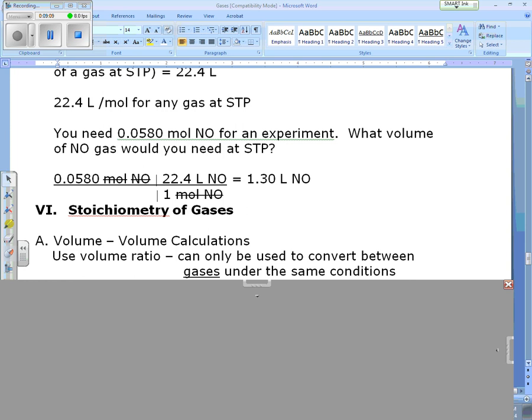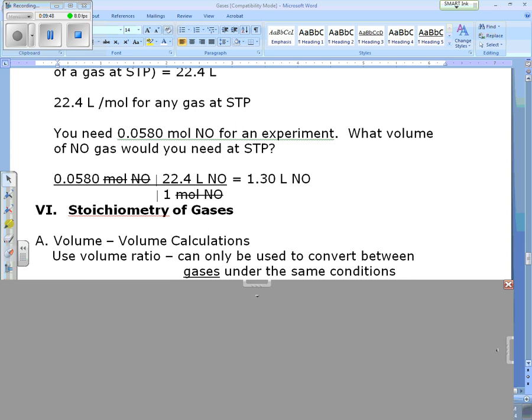Volume ratio can only be used to convert between gases under the same conditions. So they have to be gases, and there can be no mention of pressure or temperature changing at all. Either they will say that they don't change, or they make absolutely no mention of it changing whatsoever. You're going to see it on your homework, you're also going to see it on your test, and I have seen it on that final exam, or at least the release copies.